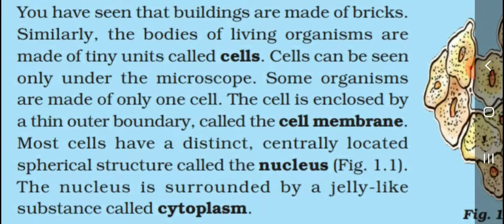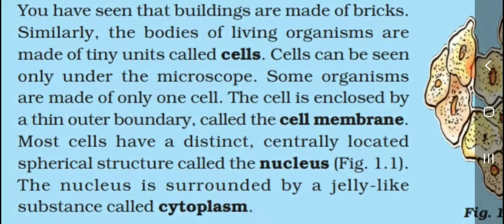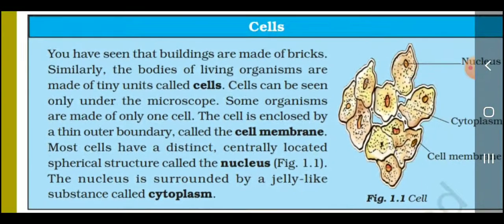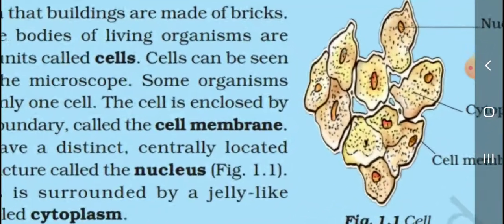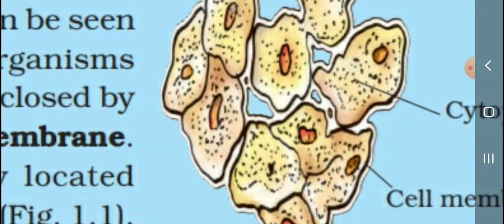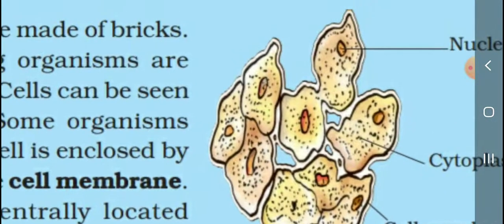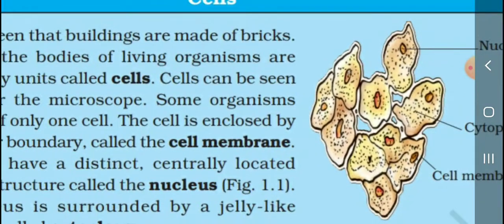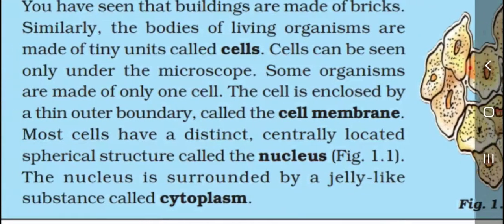Some organisms are made of only one cell. The cell is enclosed by a thin outer boundary called the cell membrane. This is the cytoplasm. This one is the nucleus. Are you clear, students?